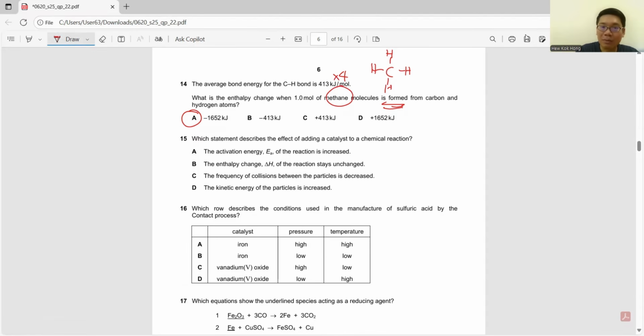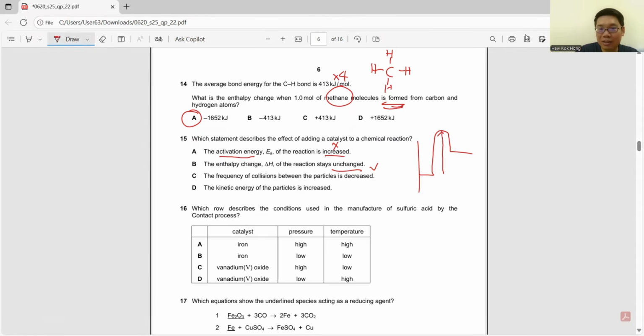15. Which statement describes the effect of adding catalyst to a chemical reaction? One that says the activation energy is increased. No. Provide an alternative pathway that has lower activation energy. B. The enthalpy change of the reaction stays unchanged. Yes. Lower activation energy, but the enthalpy change will remain unchanged. So it's B. The frequency of collision is the only reason, is it provides an alternative path that has lower activation energy. Kinetic energy also not affected.